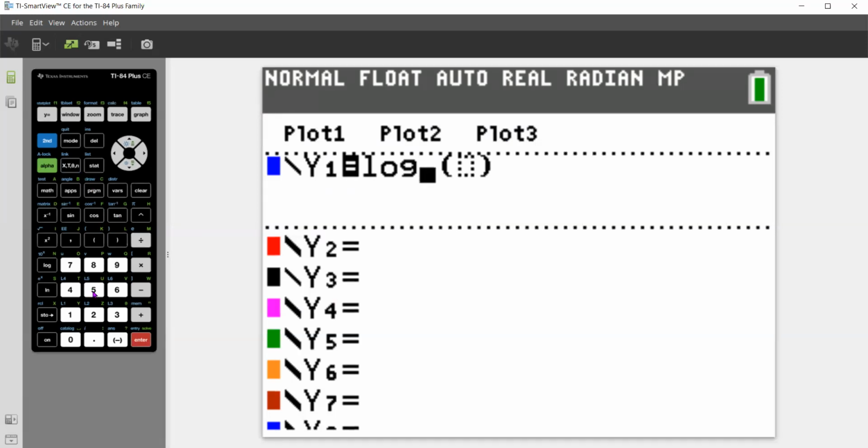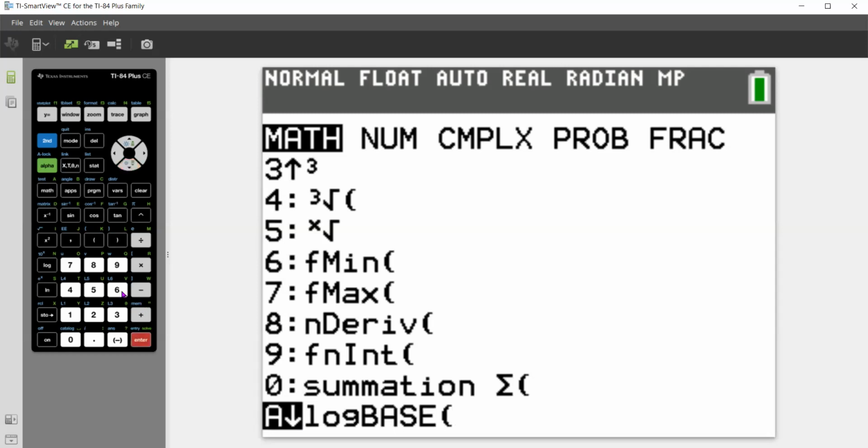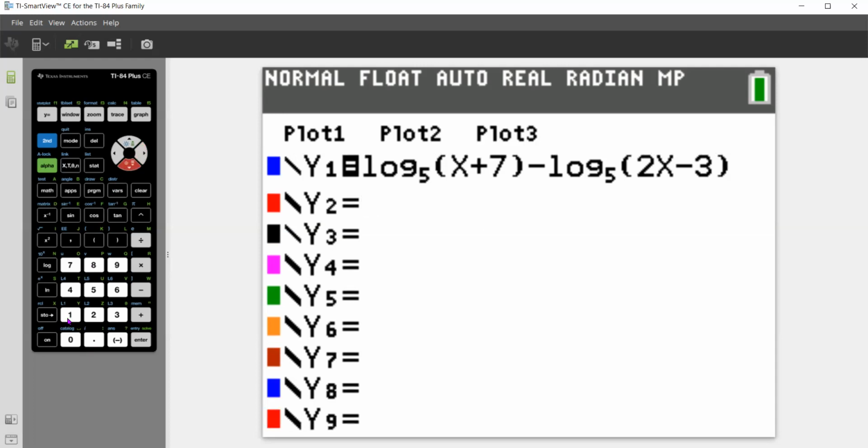So it's log base 5, and then it has x plus 7 in the argument. Then I'm going to move over, and it says minus, and I'm going to use log base 5 again. I'm going to go down to find it, and I'm going to put 5. And in this case, it has 2x minus 3 in the argument. So it says log base 5 of x plus 7 minus log base 5 of 2x minus 3 is equal to 1. So in y2, I'm going to put 1.